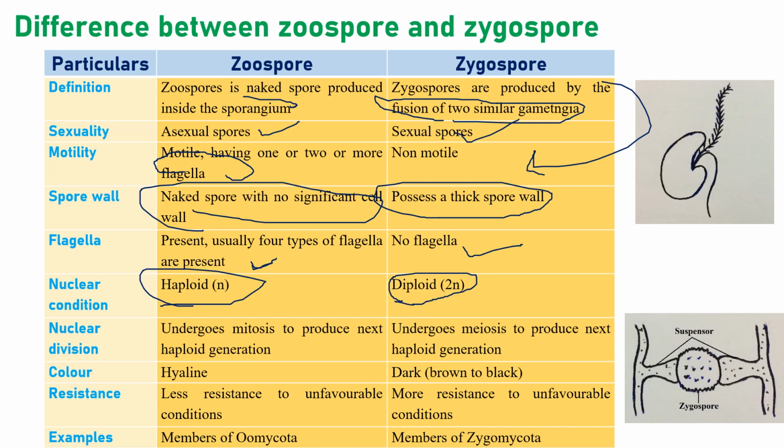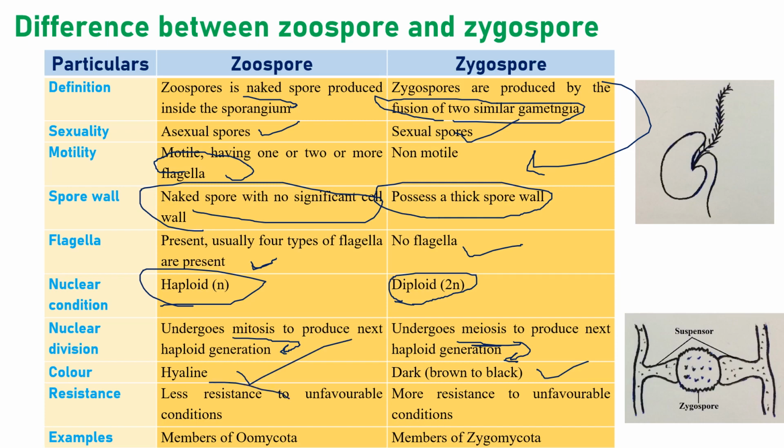When it comes to nuclear division, zoospore undergoes mitosis and produces one haploid generation. The zygospore undergoes meiosis that will produce the next haploid generation. As for color, zoospore is generally hyaline in color. Zygospore is a little bit brown to dark brown or black in color.